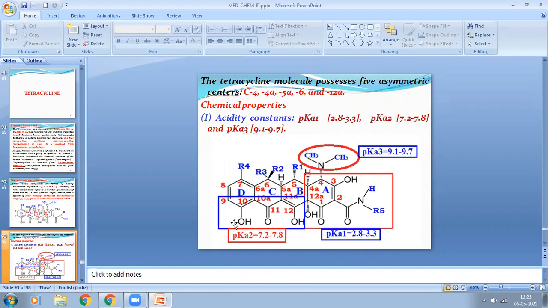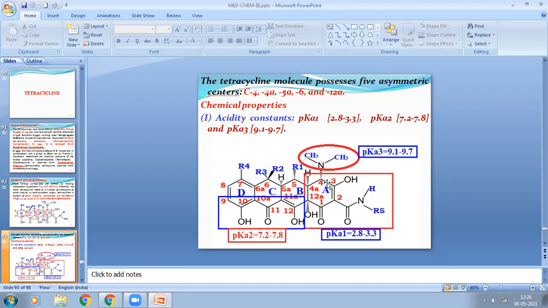What does it mean? In the C10 position, a hydroxyl group is there, and in the C12 position, a hydroxyl group is there, and in the C11 position, a ketone group is there. So these two hydroxyl groups act as phenolic hydroxyl groups, whereas this is a ketone group. That's why it is called the phenolic anion system, between C10 and C12. So the pKa2 value is derived from the phenolic anion system between C10 and C12. This is the second pK value for tetracycline.